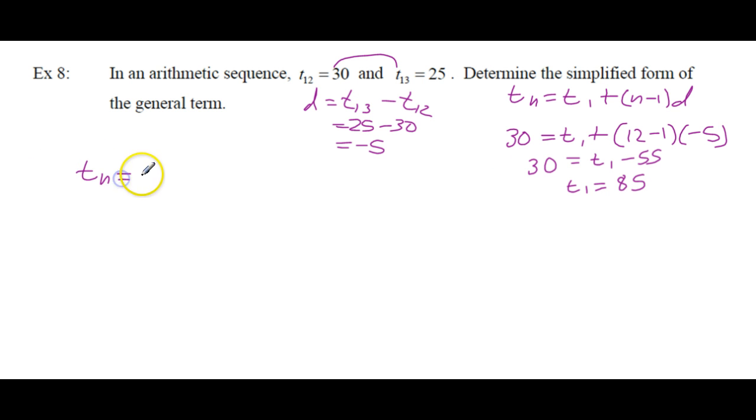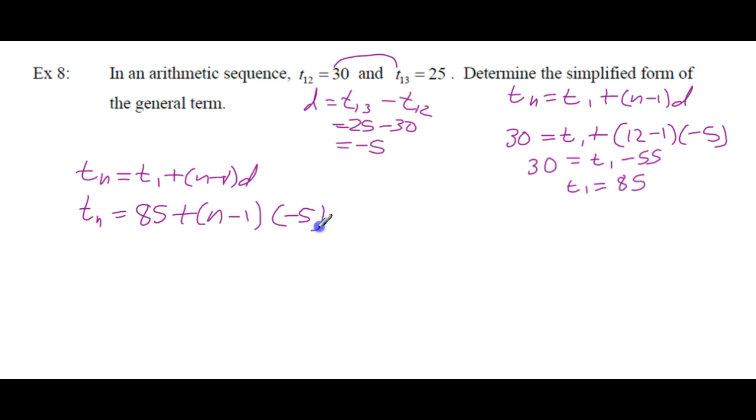Okay, let's go back over here. T sub n is T1 plus n minus 1 times D. And this time we want T sub n. 85 plus n minus 1 times negative 5. Now we just want to get a formula here, so we're just going to expand this out. So I have 85, and we've got minus 5n plus 5. So T sub n is negative 5n plus 90.